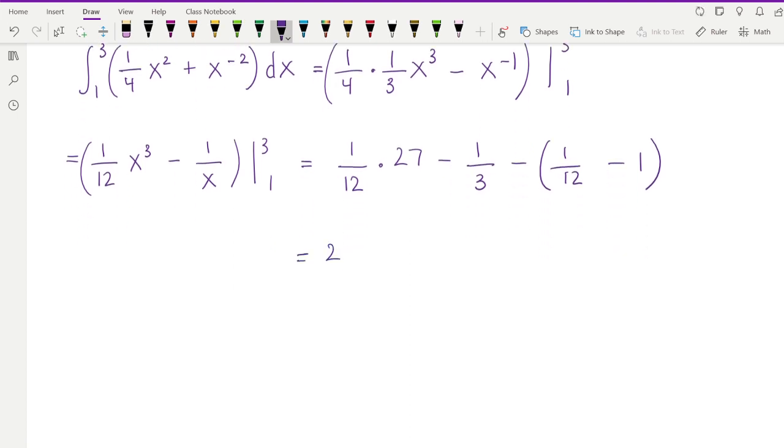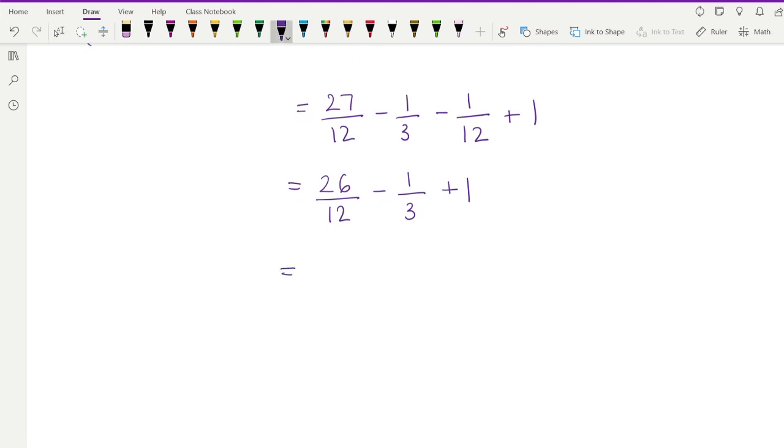So now we have 27 over 12 minus 1 over 3 minus 1 over 12 plus 1. So let's combine our 12s and then we can make a common denominator. So now we have 26 over 12, which actually can be reduced. So we can even make a smaller common denominator. Minus 1/3 plus 1.